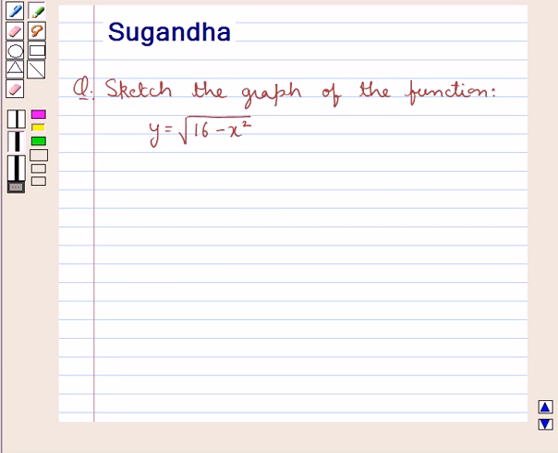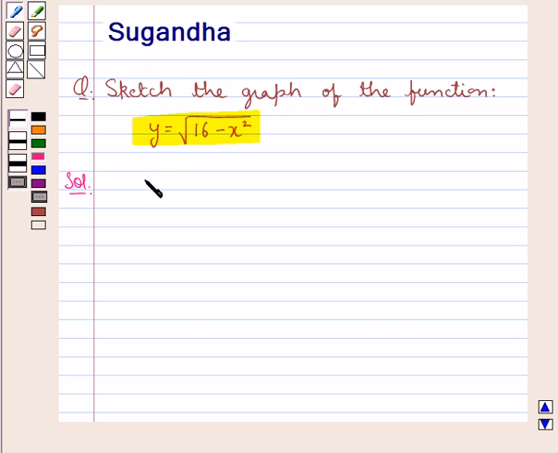In this session we will discuss the following question, which says: sketch the graph of the function y equal to square root of 16 minus x square. Let's start with the solution now. The function given to us is y equal to square root of 16 minus x square, and we have to sketch the graph for this function. Let this be equation 1.